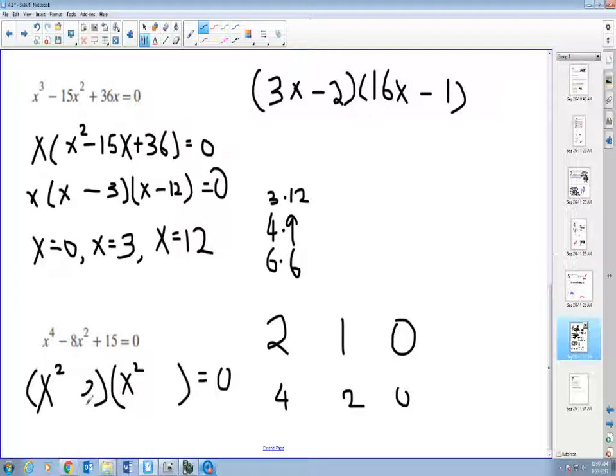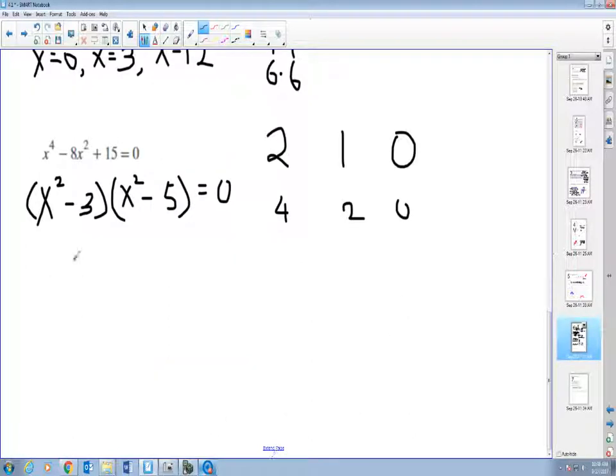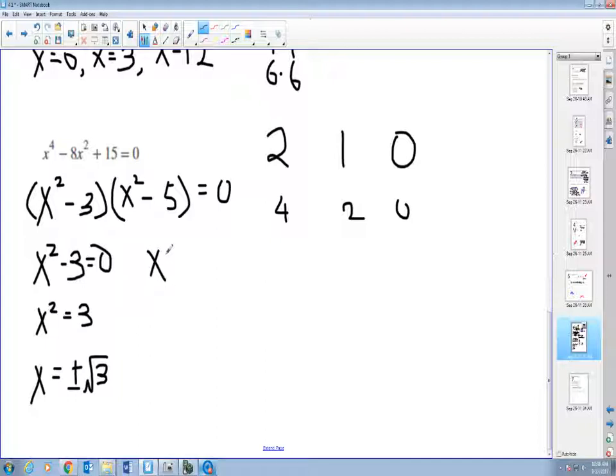15, 3 and 5, of course. Both are going to be negative to end up with a negative 8. Oh, this is interesting. x squared minus 3 is equal to 0. If I get x squared by itself, x squared equals 3. If I take a square root on both sides, x is equal to positive and negative square root of 3. That's 2 answers right here out of the 4, and these 2 can be my x-intercepts. If I set x squared minus 5 equal to 0, move the negative 5 over, take a square root on both sides, x is equal to positive and negative square root of 5.